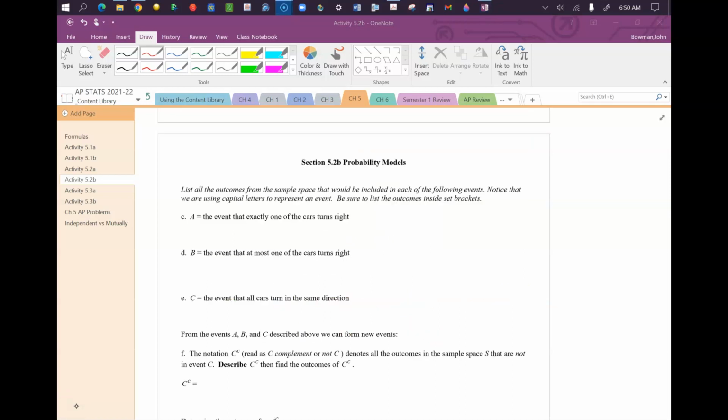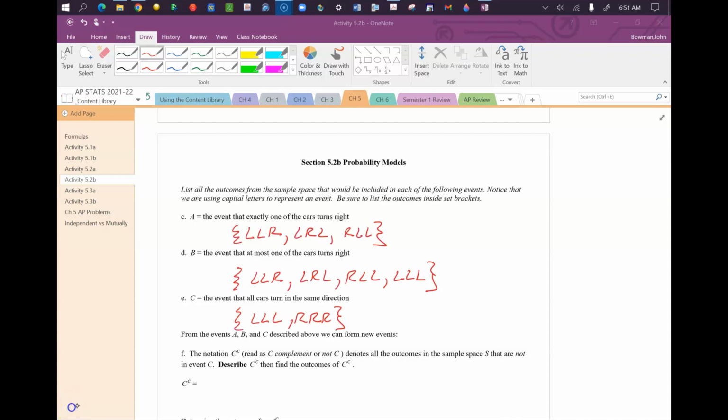Moving on to the next page, I would like you to pause the video and write out the outcomes that define these events. Then unpause the video and check your answers. So these are the outcomes that define these three events. Take a look at those. Be sure to ask about any of those if you have any questions on them.